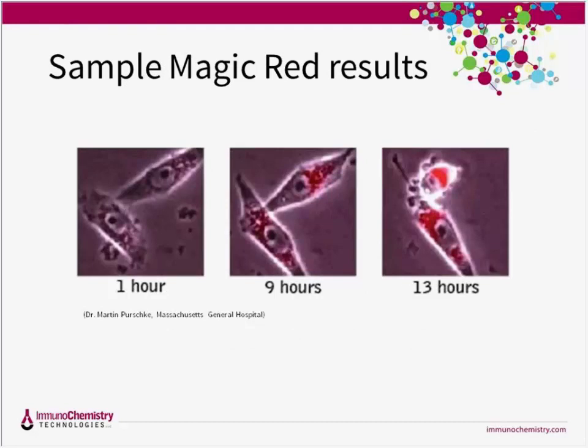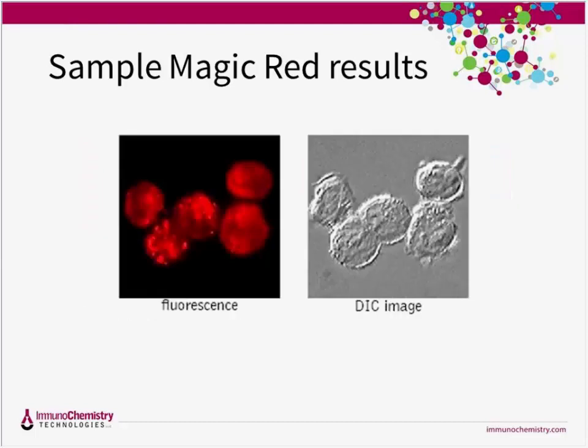So let's take a minute and look at some Magic Red sample data. In this experiment, we have rat fibroblasts that were seeded in 12 well plates. The following day, they were irradiated to induce apoptosis. Magic Red caspase 3-7 substrate was added, and then the cells were photographed over the next 16 hours. And we see here in this series of images the increasing red intensity as the caspase activity and apoptosis was progressing in these cells.